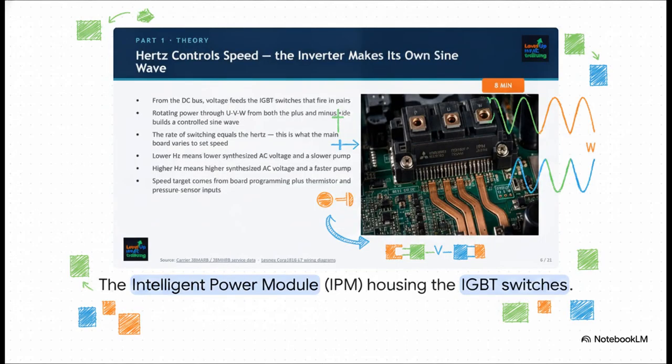Now let's zoom in on how this builds into the final stage of that powertrain. See this heavy-duty component bolted directly to the heatsink? That is the Intelligent Power Module, or the IPM. This is what actually houses those IGBTs. These switches use a process called pulse width modulation, PWM for short, and they fire in very precise pairs. By rapidly alternating the power through the U, V, and W terminals from both the positive and the negative sides of that DC bus, this little module builds that beautifully controlled sine wave that physically drives the compressor.